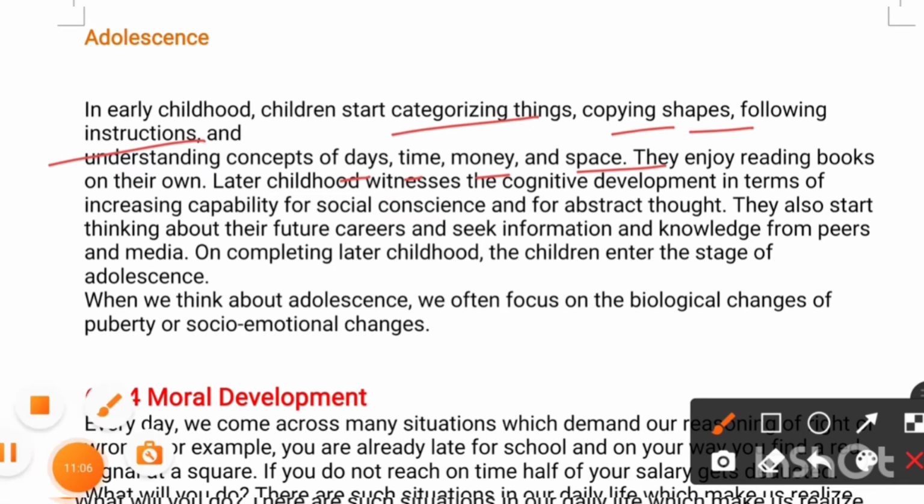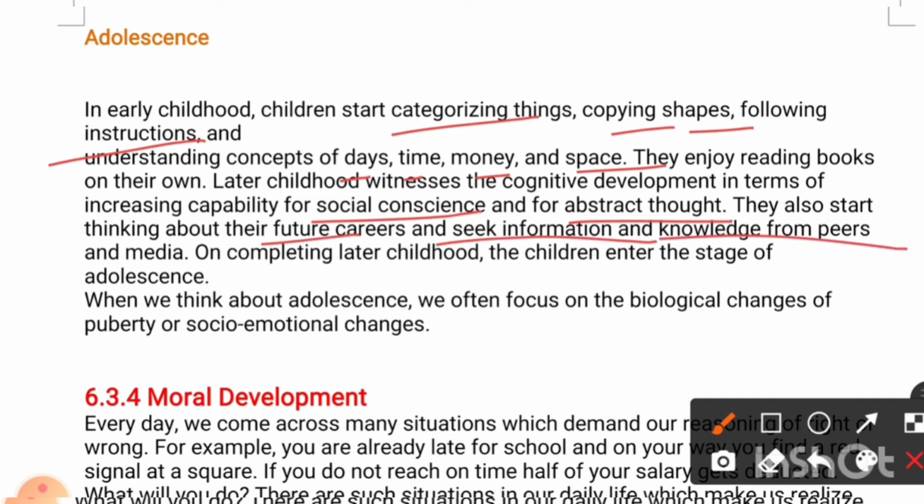Later childhood witnesses cognitive development in terms of increasing capability for social science and abstract thought. They also start thinking about their future careers and seek information and knowledge from peers and media. On completing later childhood, the children enter the stage of adolescence.